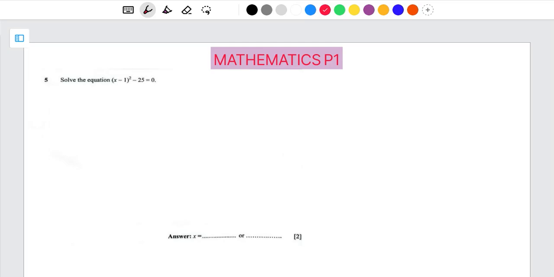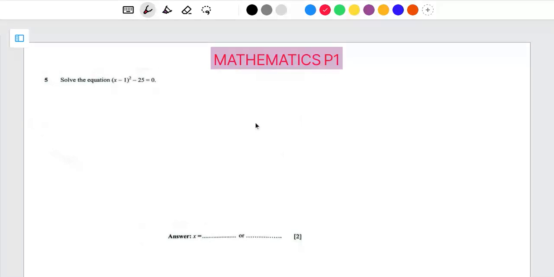In this video we're going to look at mathematics paper 1. Specifically, we are going to look at how to solve an equation. Mathematics is not always about solving different questions. It is about knowing a simple way in which you can answer a question. Find yourself a way in which you are going to handle the question.